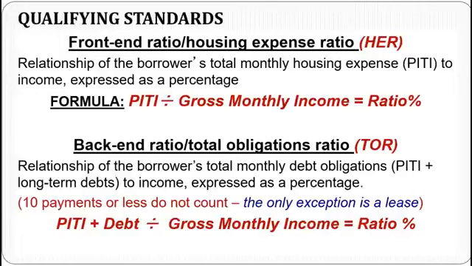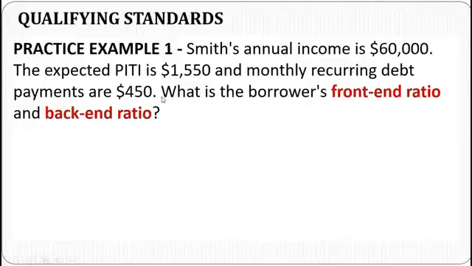So pay attention to the problem. Did it say an auto loan with 6 payments left, or did it say an auto lease with 6 payments left? That's going to make a difference. Do you guys get that? You have to understand that. So here is your problem. Smith's annual income is $60,000. Their house note, or their PITI, is $1,550. Their debt is $450. Calculate the front end and the back end, and we'll see if you're right or wrong.